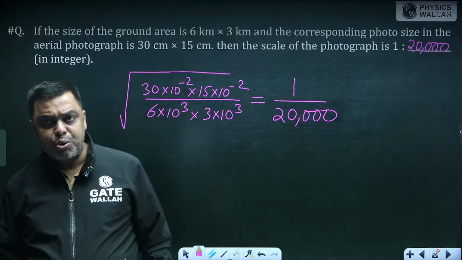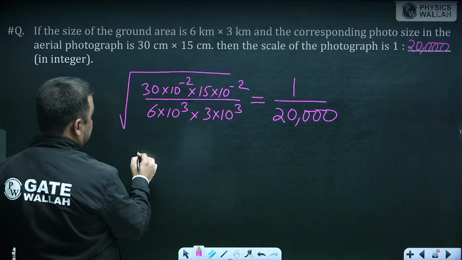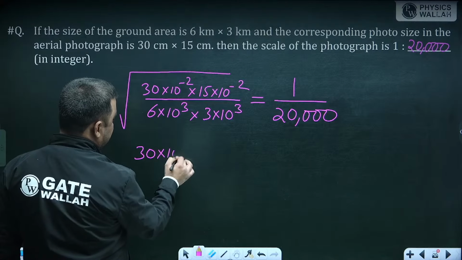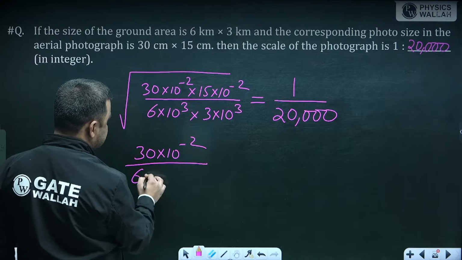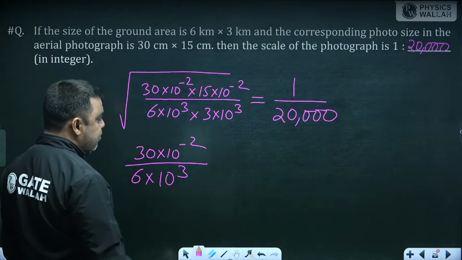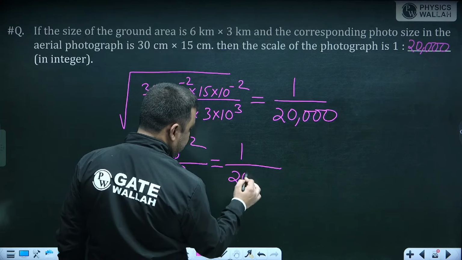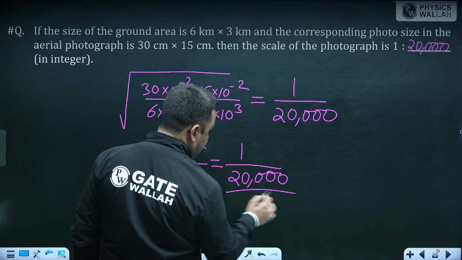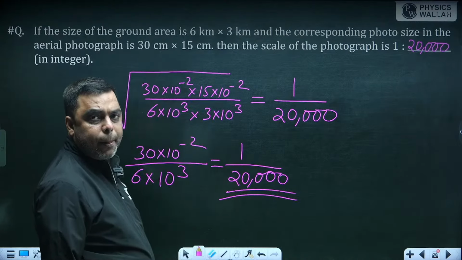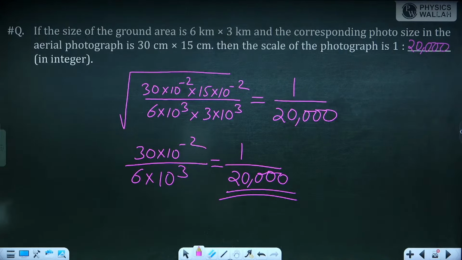Anybody having any issue? Or you can get it separately also, like this. 30 into 10 to the power of minus 2 divided by 6 into 10 to the power of 3. You'll get the same result, guys. Clear?